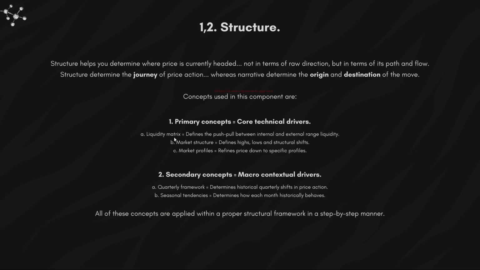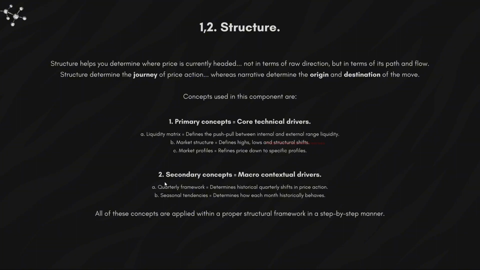The main two differences between the two categories are that first, the secondary concepts are only used on the monthly higher time frame, whereas the primary concepts are used on all three higher time frames, the monthly, the weekly, and the daily. That's the first difference between these two categories. But that's not even the main difference here. The main difference is how they are used and what sort of element they add to our analysis.